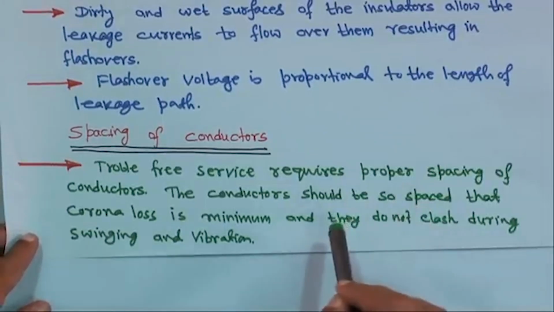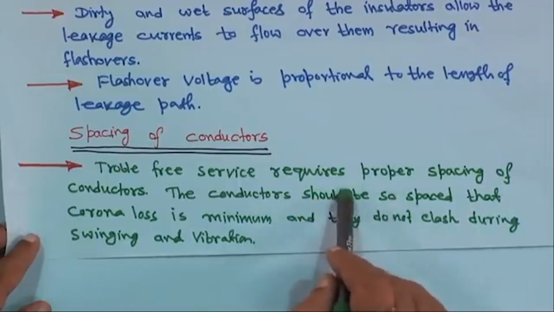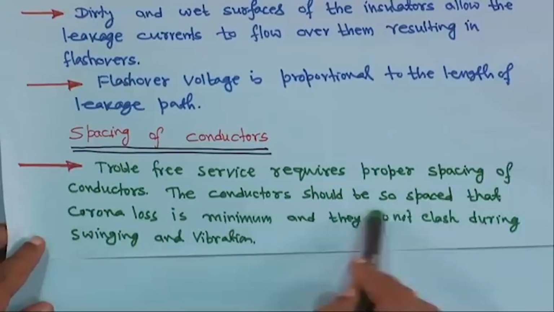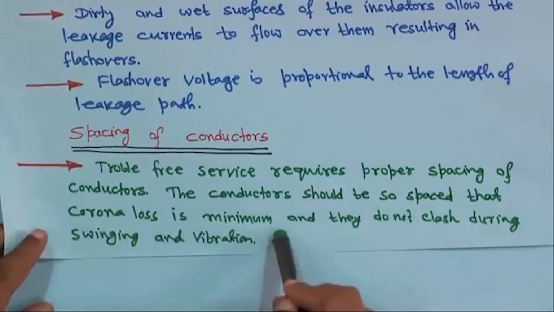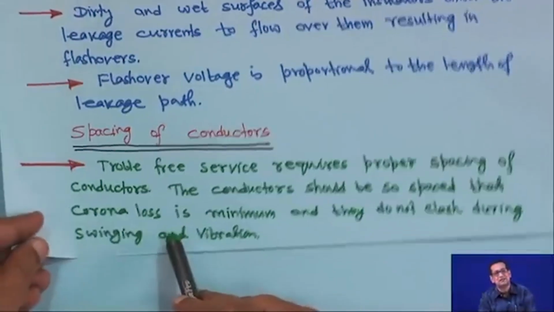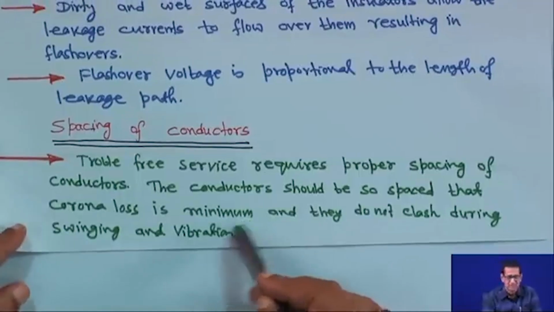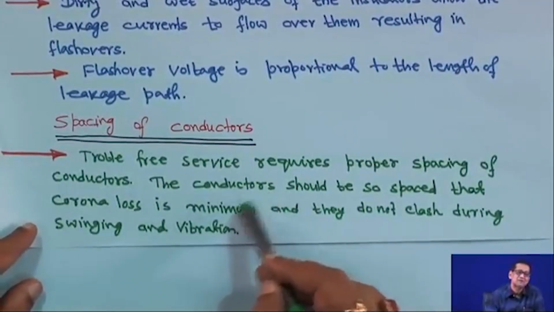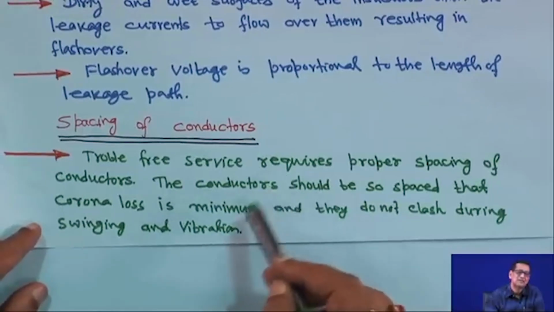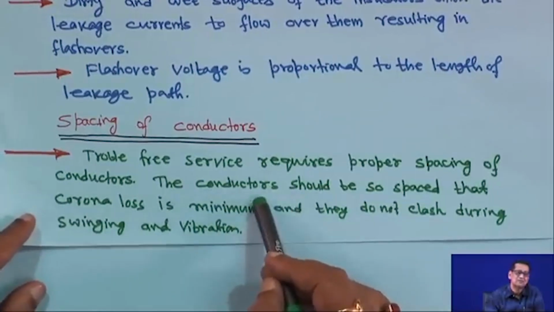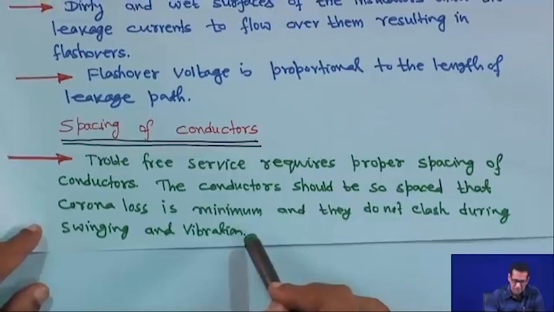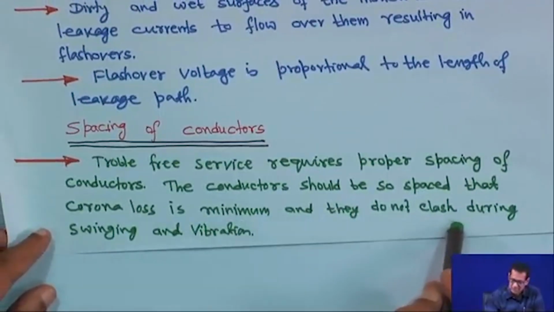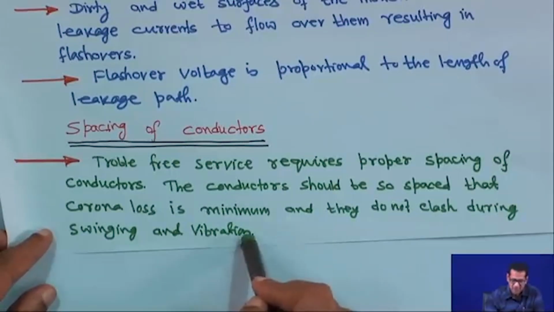So, trouble-free service requires proper spacing of conductors. The conductors should be so spaced that corona loss is minimum. This corona loss we will see later. After this, we will cover cables, then transient overvoltage and insulation coordination, and after that we will come to corona. Also, they should not clash during swinging and vibration.